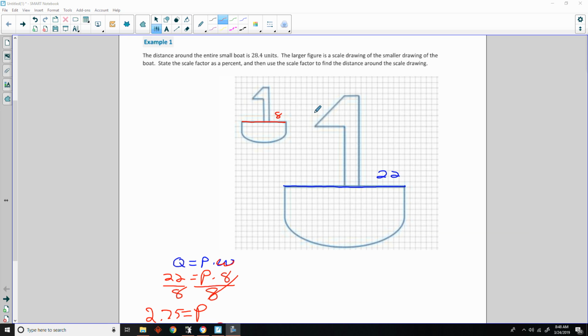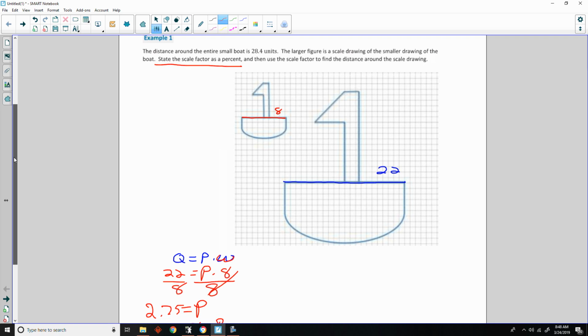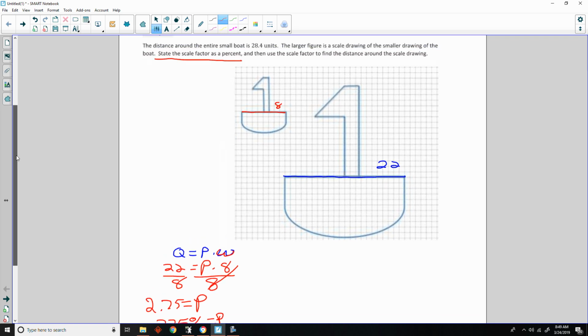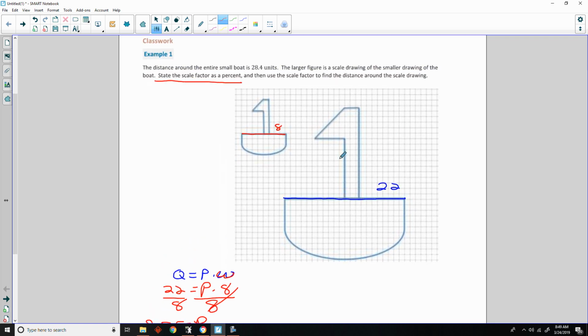Okay, so we've done part of it. State the scale factor as a percent. This is done. The scale factor as a percent is 275%. So this bigger boat is 275% larger than this boat. So we scaled this up 275% to get here.